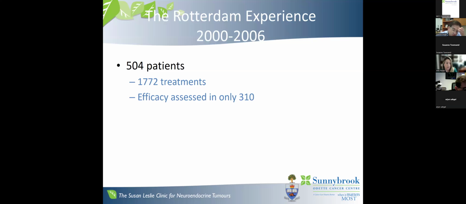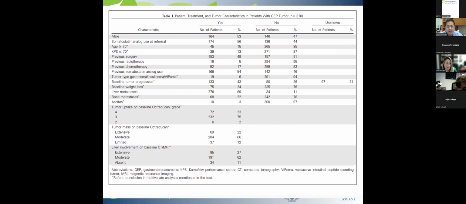So this was a Rotterdam experience at the Erasmus Cancer Center, where they pioneered some of this work. They looked at 504 patients retrospectively, over 1,700 treatments, but they were only able to assess efficacy in 310 patients. This was the composition of the 310 patients that they looked at from an efficacy point of view. A very hodgepodge of patients, heterogeneous, a very mixed population. So I think we need to take it all with a grain of salt, but it was fairly representative of what we would see in gastroenteropancreatic or GI neuroendocrine tumors.